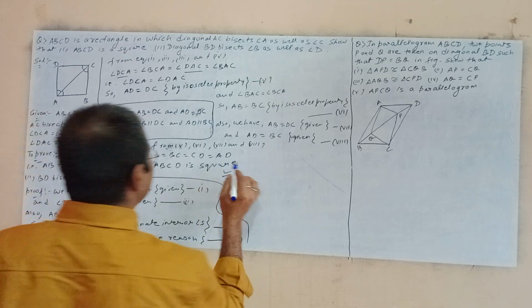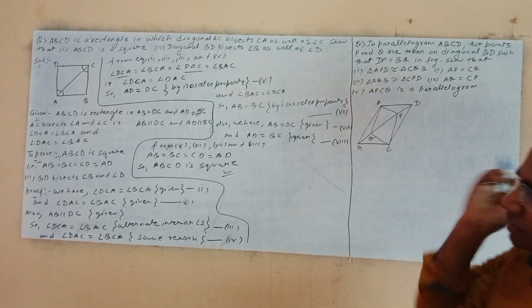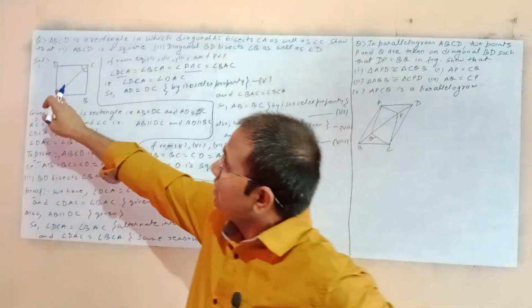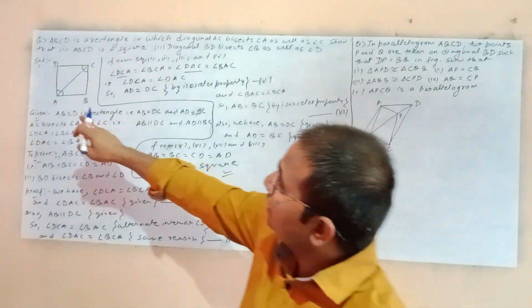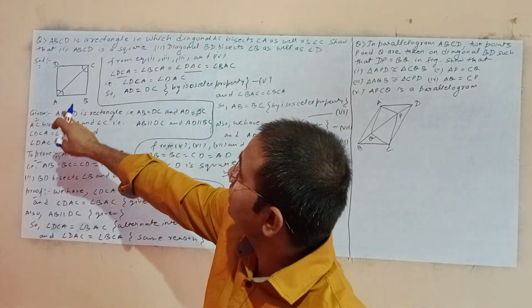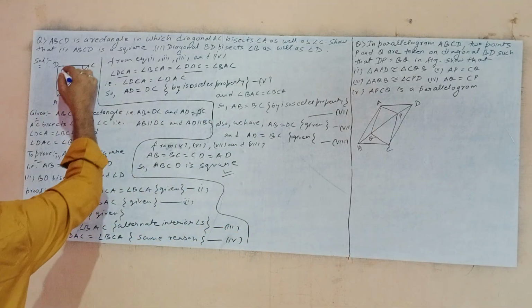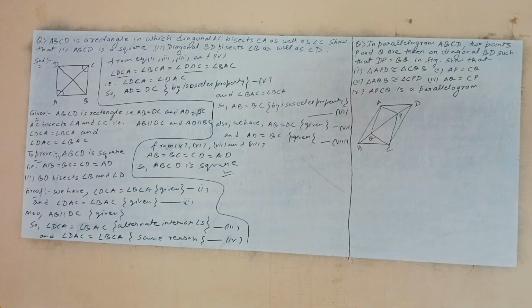First thing you have proved this. Now you have to prove that this angle is equal to this angle. So from here, see, angle DAC. Sorry, we have to prove BD bisects. Now here you will make BD bisect angle D and angle B.